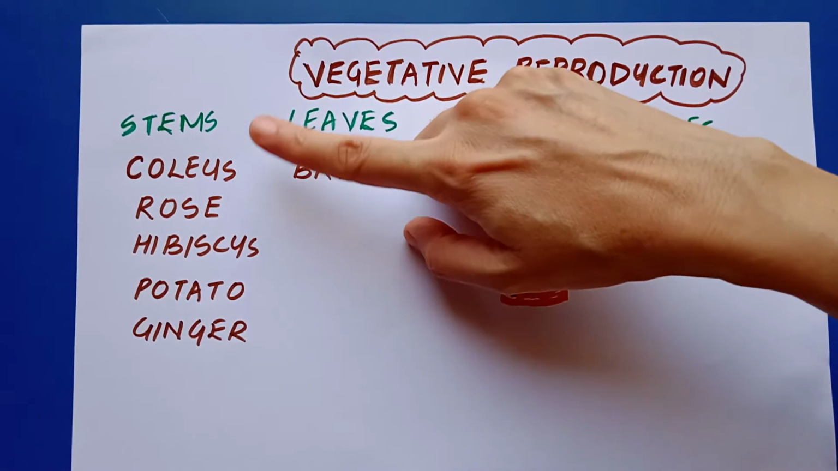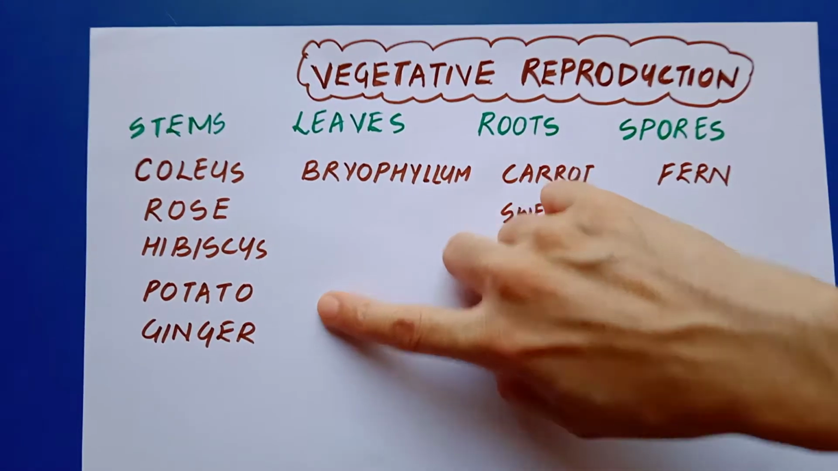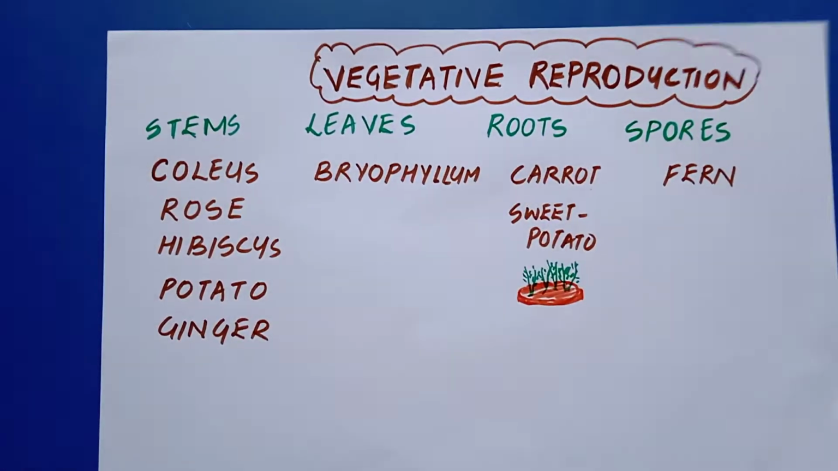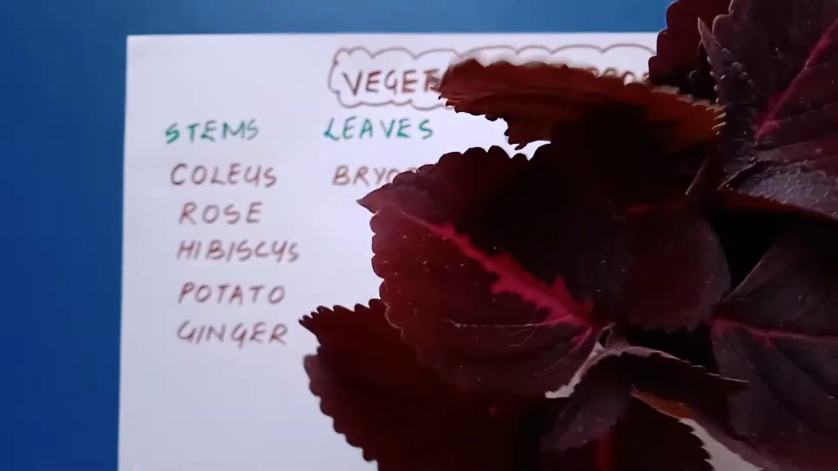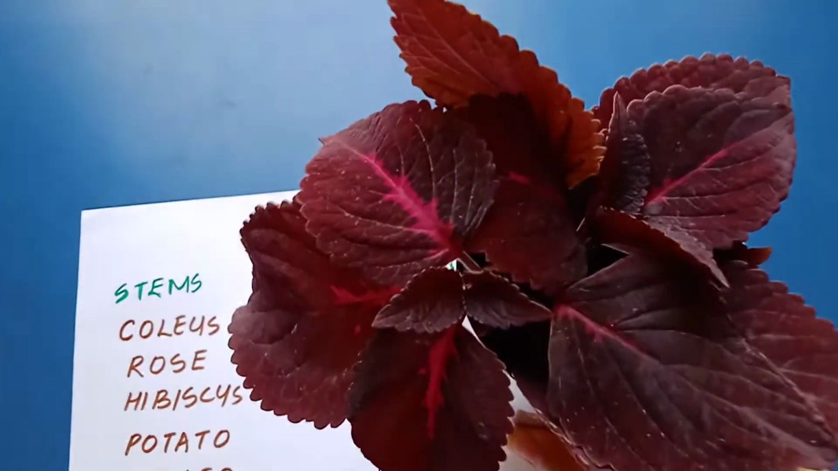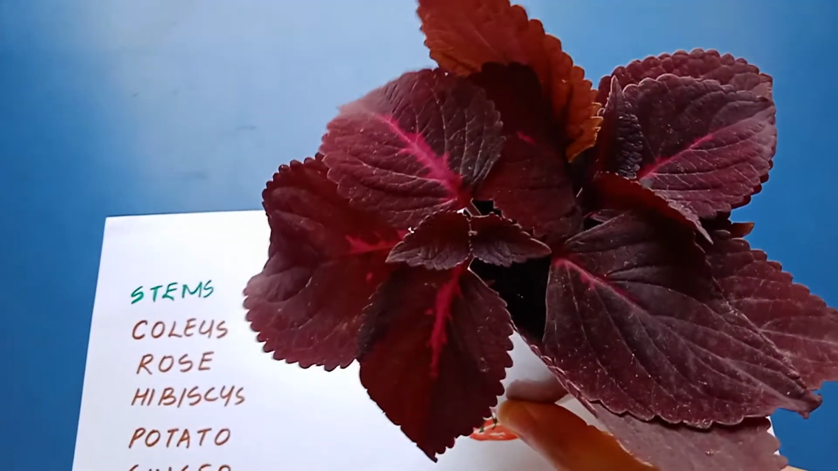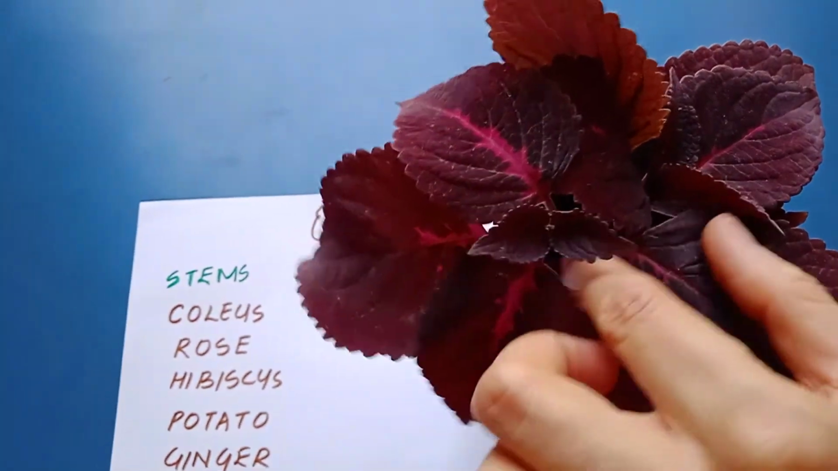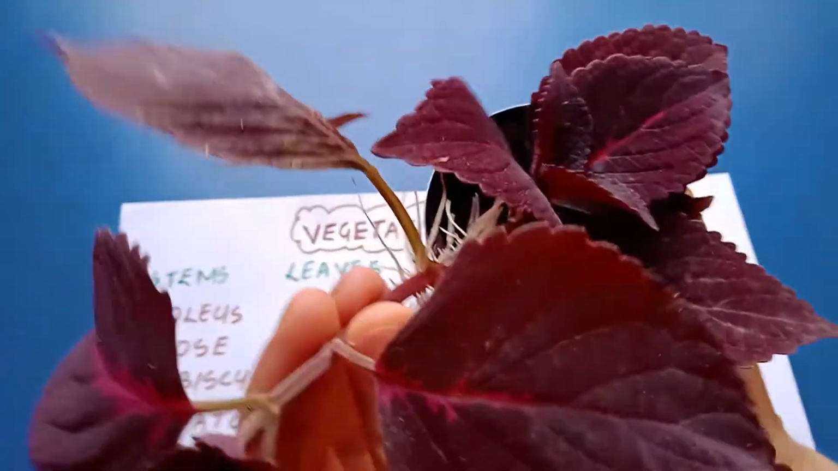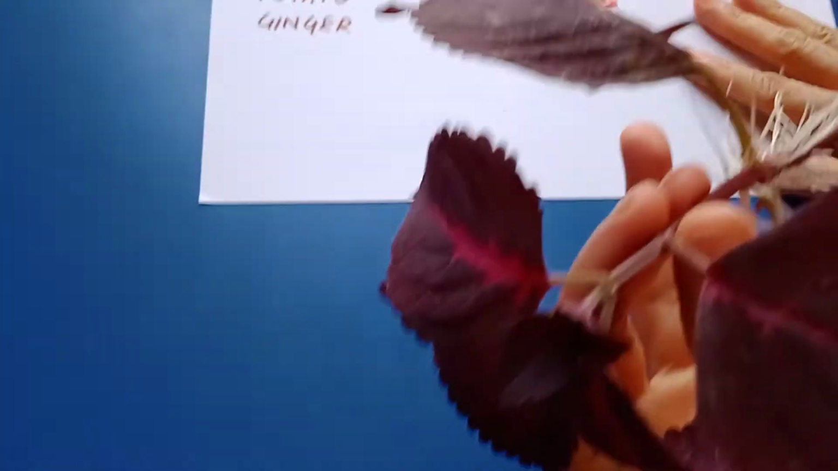So first we'll take up stems. Some plants grow with the help of their stems only, like coleus, rose, hibiscus, potato and ginger. First I'll take up the example of the coleus plant. I have taken this coleus plant here. You can see I put this coleus stem around a week ago in a glass of water. Same glass, I put the stem in this water only. Now I'll show you the magic of what happened when I put one stem of coleus in a glass of water.